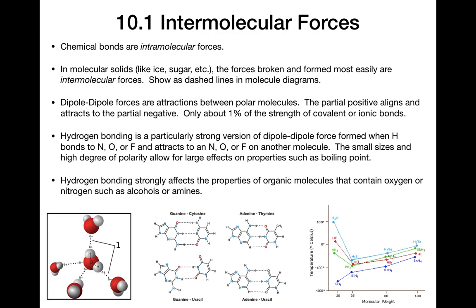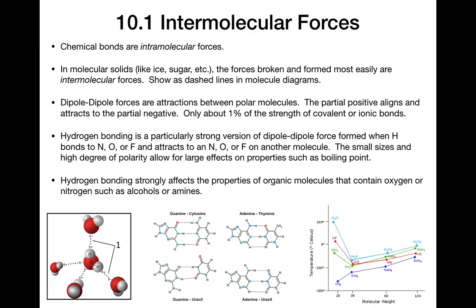HF also has that effect. It's not in line with HCl, HBr, and HI in the graph. And likewise, NH3 is not in line with the analogous three molecules, PH3, AsH3, and SbH3. CH4 is in line. CH4 doesn't have hydrogen bonding. So if we see CH4, it's where it should be in the graphs.